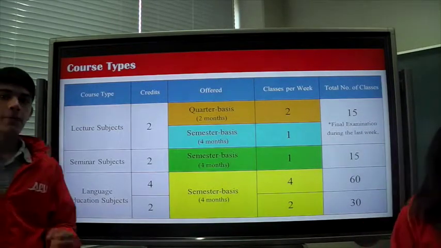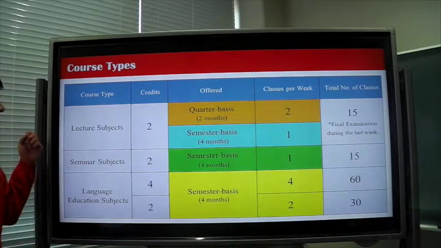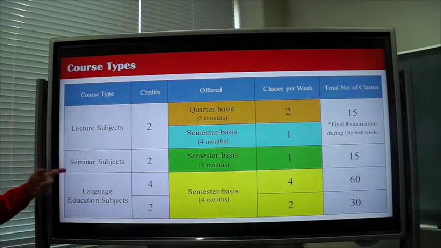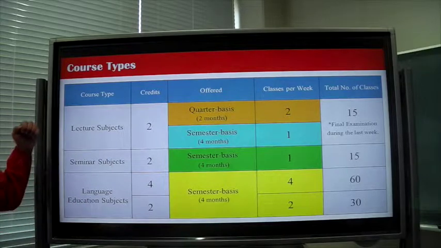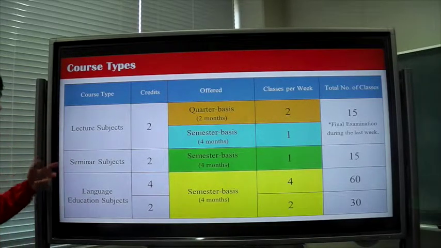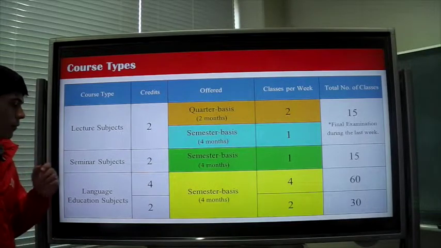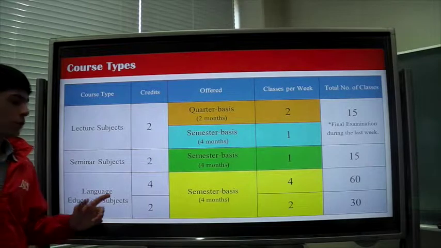Now this is about course types, and we have 3 types of courses, which are lecture subjects, seminar subjects, and language education subjects. About the credits, as I said before, lecture subjects and seminar subjects are 2 credits, and language subjects are 4 credits. However, we also have some language subjects for only 2 credits.